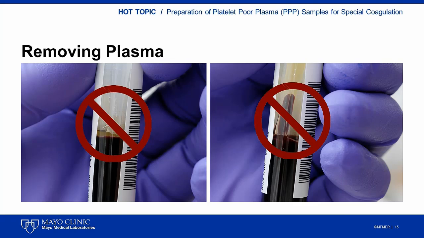clot later on. The picture on the right is an example of going much too far into the specimen by actually pulling the cell layer into the pipette. Please note that it is not acceptable to purge the cells from the pipette and then use the plasma that remains.